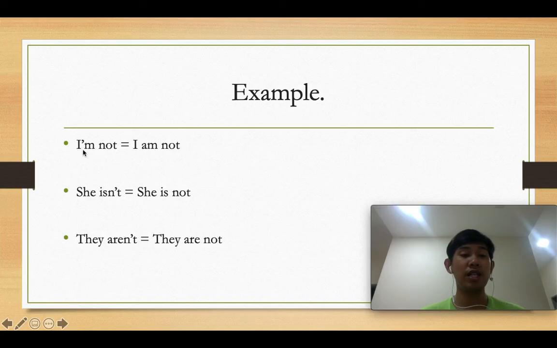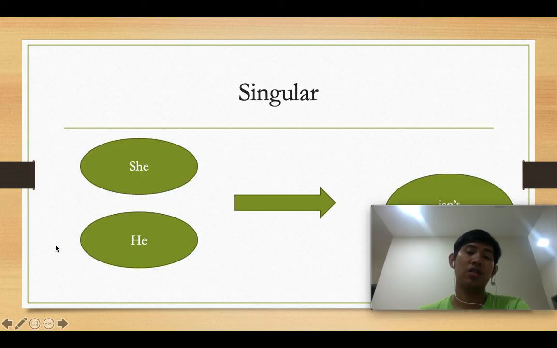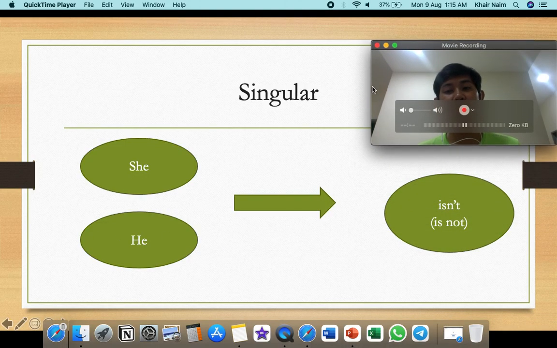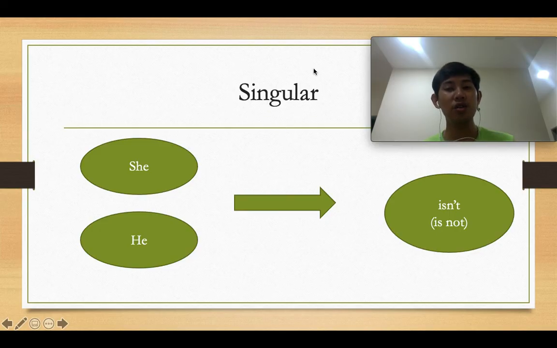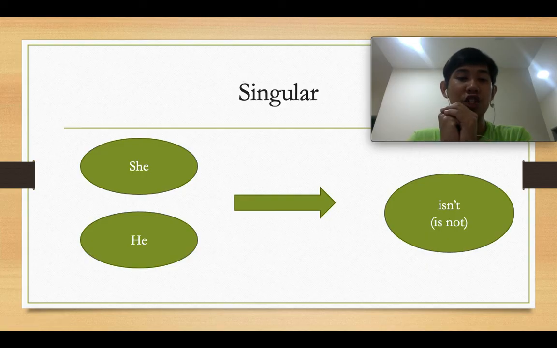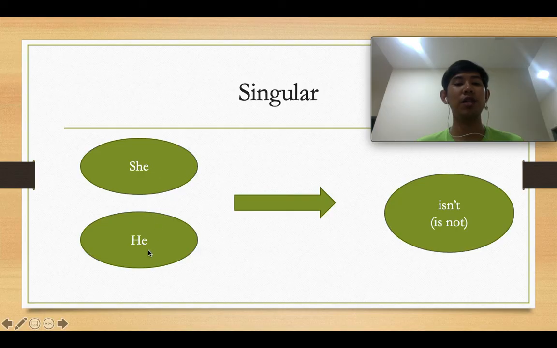The first one is "I'm not". It is a short form from "I am not". "She isn't", "she is not". "They aren't", "they are not". So as you can see, it consists of two things, which are the singular. Singular adalah seorang. For example, she or he. She for woman and he for a man.